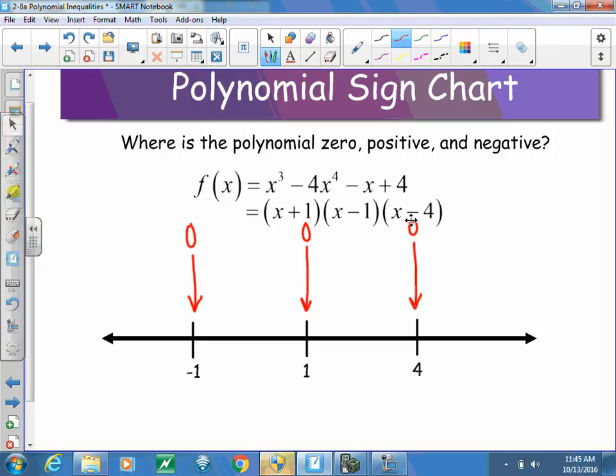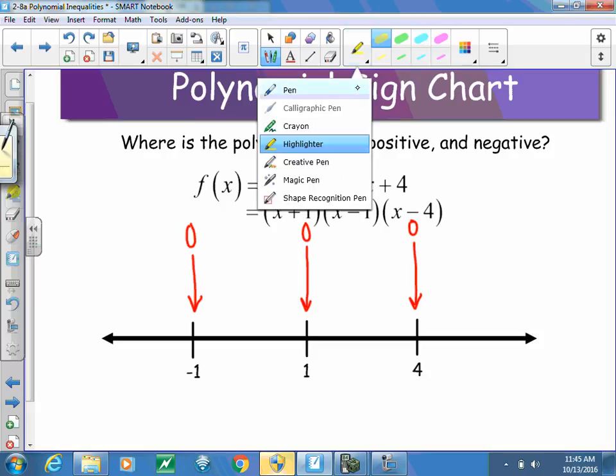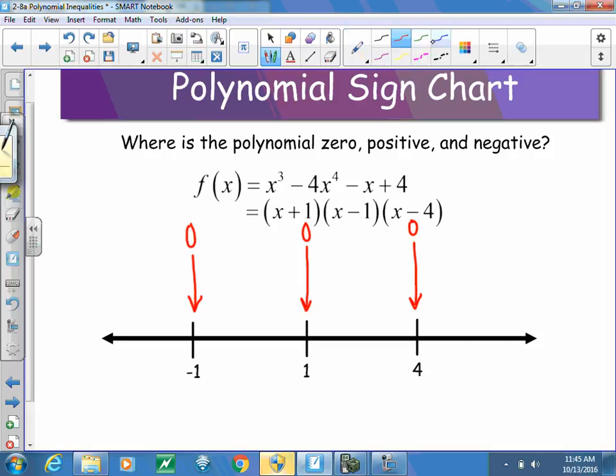Now that leaves open 4 different intervals. We have from -infinity to -1, -1 to 1, 1 to 4, and 4 to infinity. Those are 4 intervals that either our graph is going to be positive or it's going to be negative. So what we're going to do is figure out when that is going to happen, and we're going to make a little sign chart.